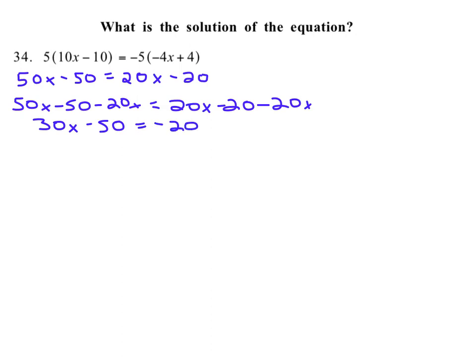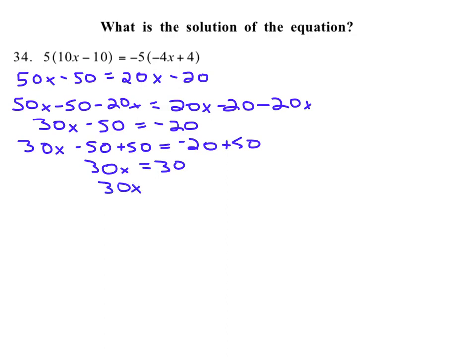Now I'm going to add 50 to both sides to get the x's isolated. 30x minus 50 plus 50 equals negative 20 plus 50. Or 30x equals 30. And 30x divided by 30 equals 30 divided by 30. Or x equals 1. Yep.